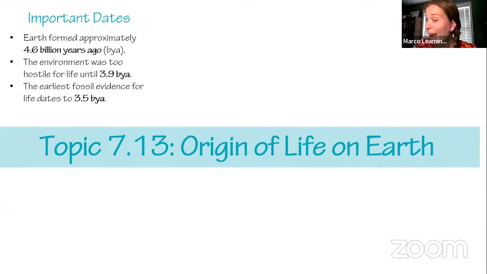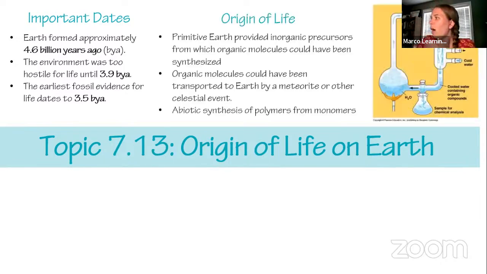So origin of life, these numbers are directly in the standards, which makes you wonder if there could be a question that asks these numbers. I truthfully don't know whether they're going to ask them or not, but Earth was formed 4.6 billion years ago. The environment was too hostile for life until 3.9 billion years ago. And the earliest fossil evidence we have is 3.5 billion years ago. Those numbers are directly in the CED, directly in the standards. So my brain goes, oh, that's important for students to know. So I don't know how to remember those, but remember them.